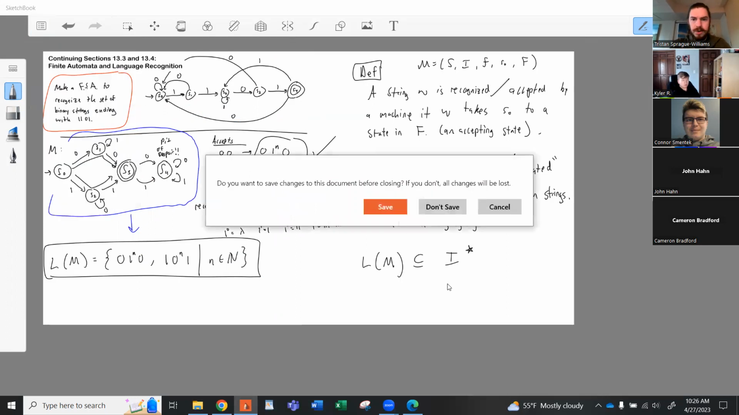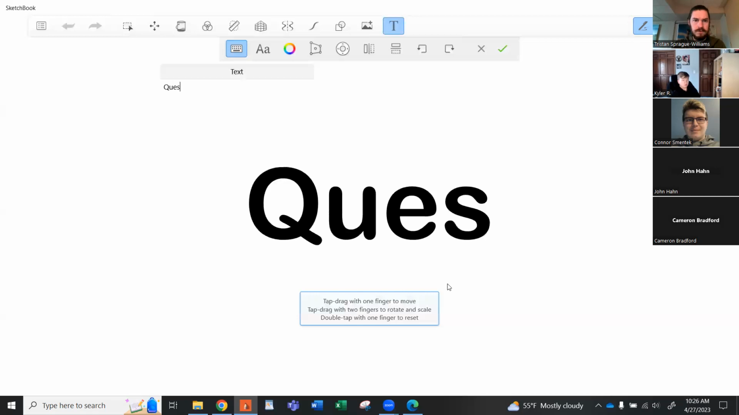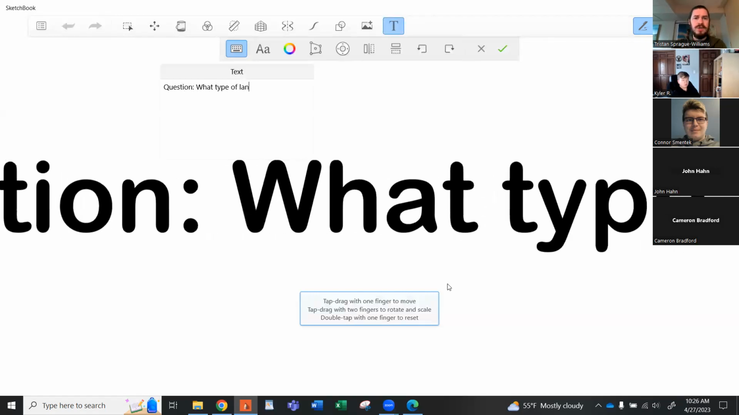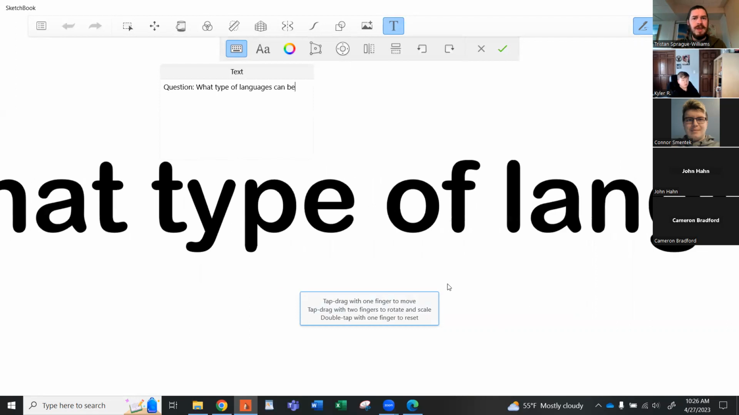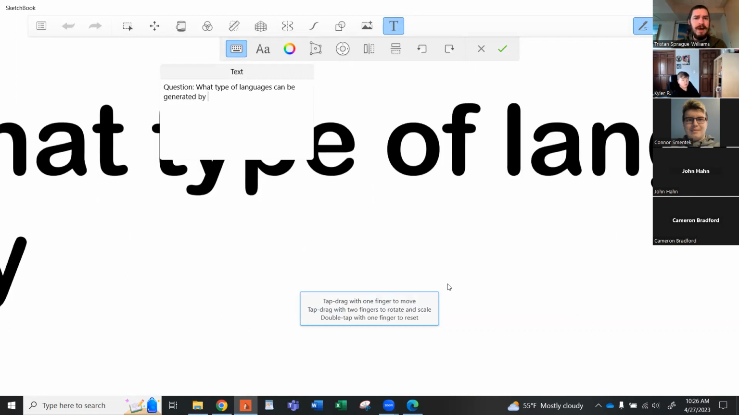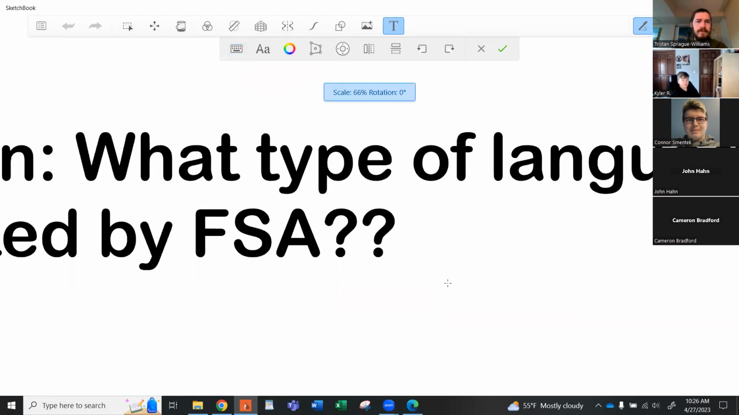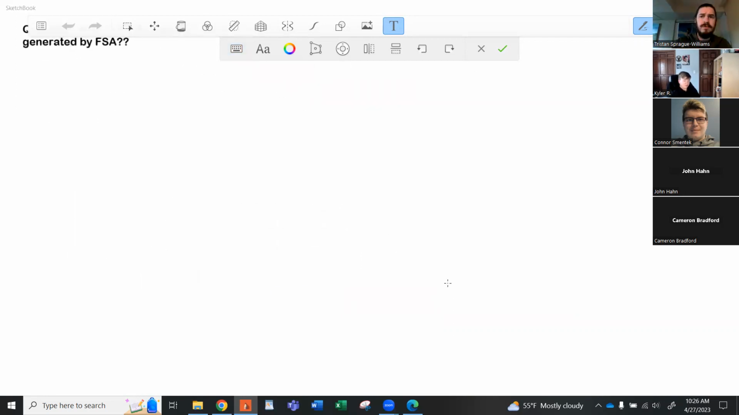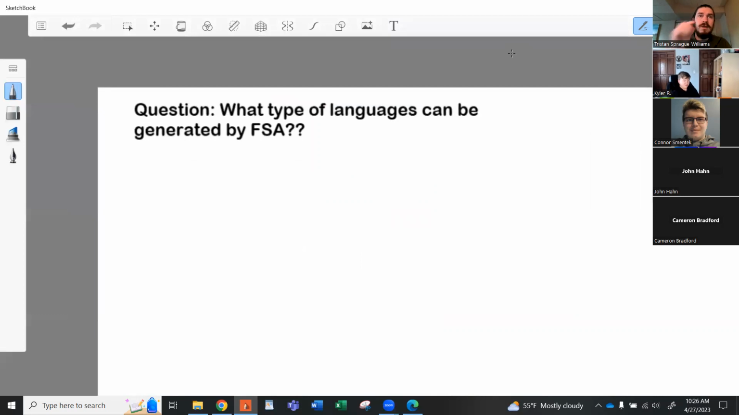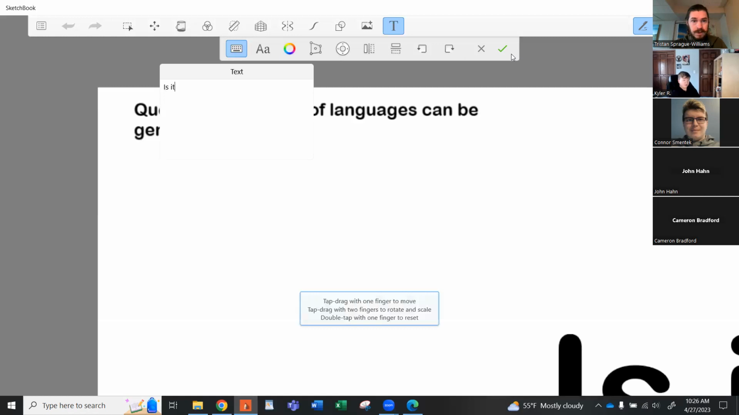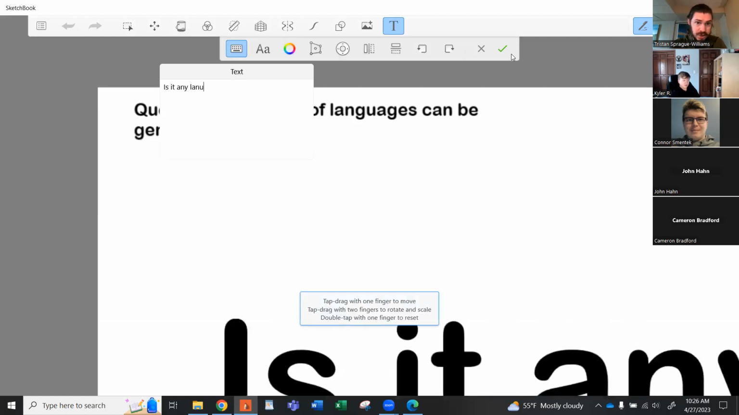All right, we're going to go to a new page. Question: what type of languages can be generated by finite state automata? Is it just anything? Can you pick literally any subset of the set of strings over an alphabet and design a finite state automaton to recognize that? Is it any language?